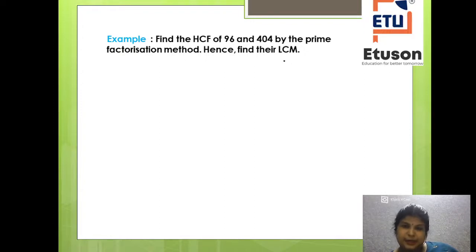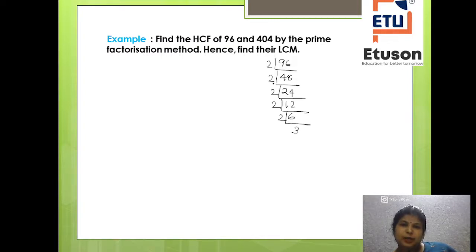Factors of 96, it's very simple. Same way, divide by 2, 48, 2, 24, 2, 12, 2, 6, 2, 3. So how many 2's are there? 1, 2, 3, 4, 5 and a 3. So 96 is nothing but equal to 2 to the power 5 into 3. Correct. So this is the prime factorization of your 96.